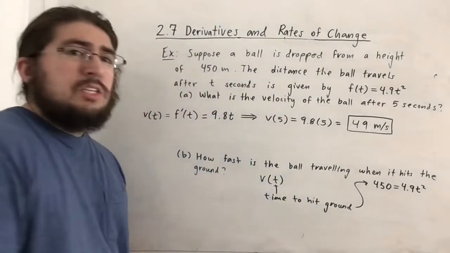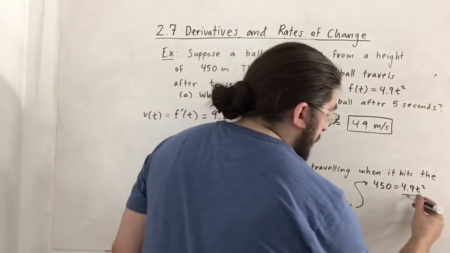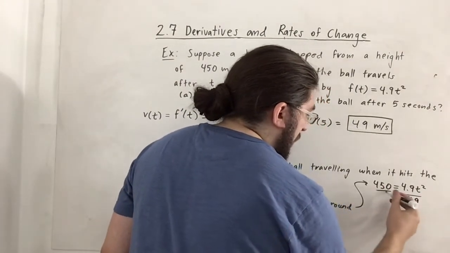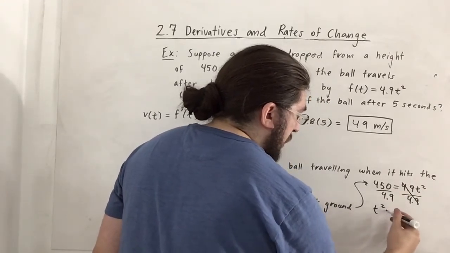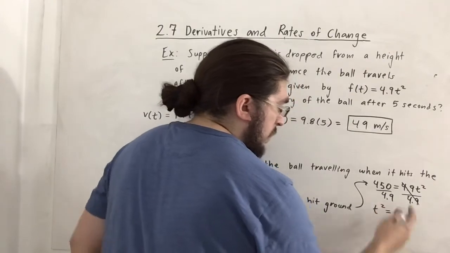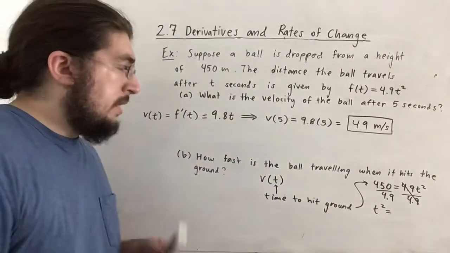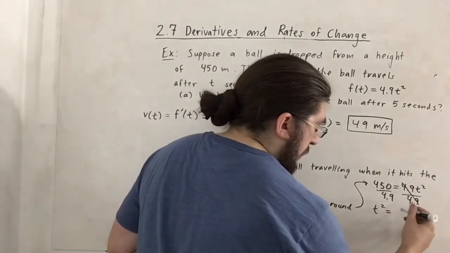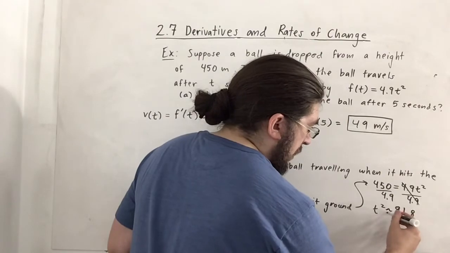And that's actually not too bad to solve for. Just divide by 4.9 and then square root to get rid of the square. So divide both sides by 4.9 and then square root. So we'll get t squared is equal to whatever that decimal is. So let me do that real quick. All right, so using my calculator, I got that this fraction is about 91.8. So let me just use approximate.